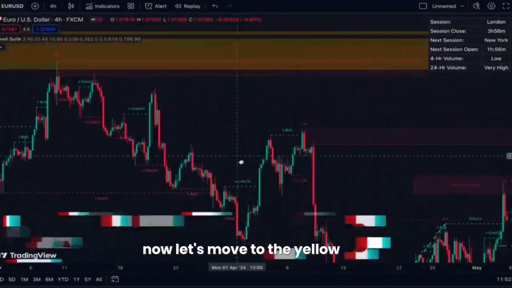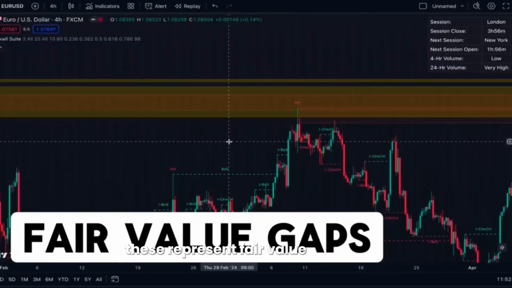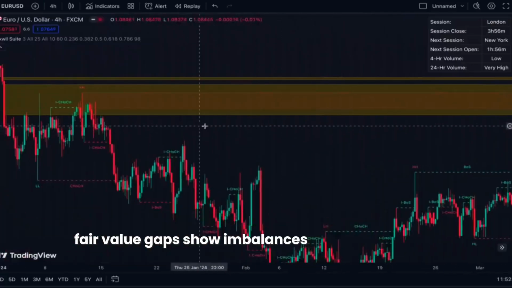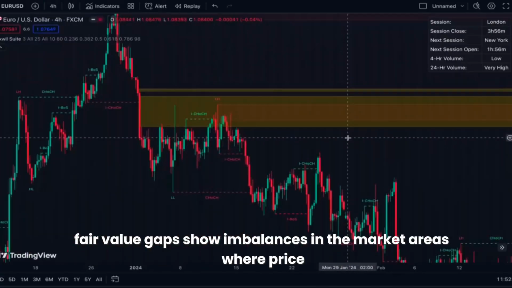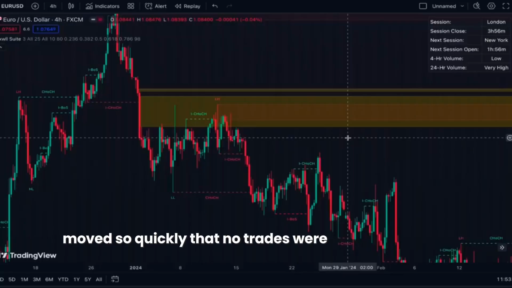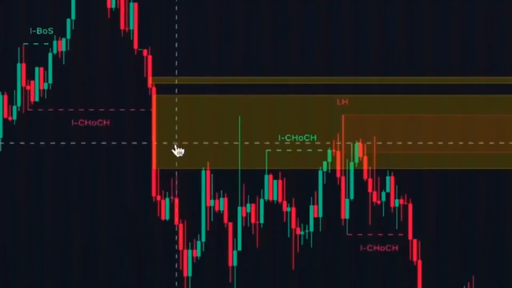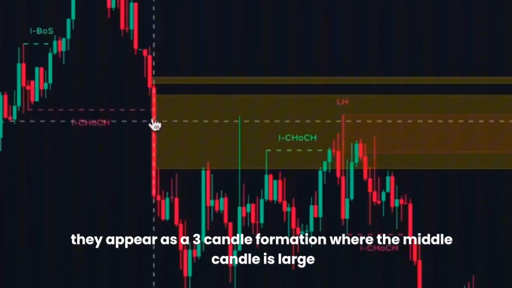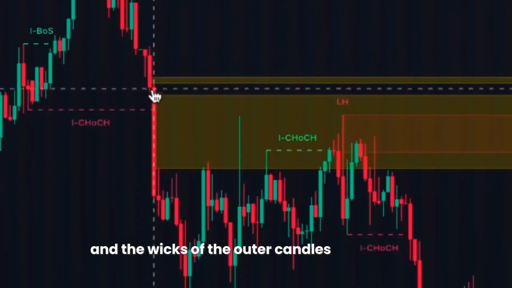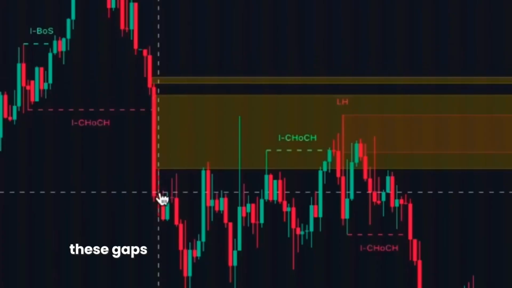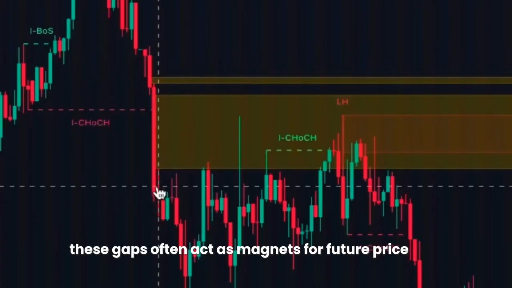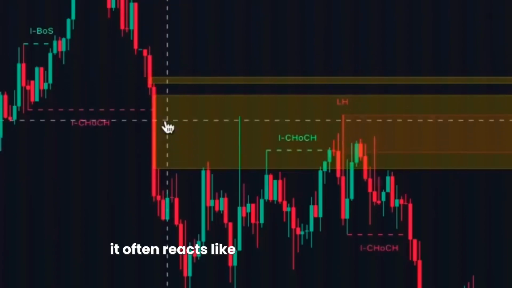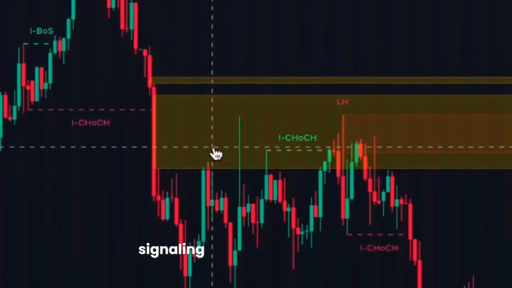Now let's move to the yellow zones. These represent fair value gaps, or FVGs. Fair value gaps show imbalances in the market, areas where price moved so quickly that no trades were executed between certain levels. On the chart, they appear as a three-candle formation where the middle candle is large, and the wicks of the outer candles do not overlap. These gaps often act as magnets for future price action. When price returns to a fair value gap, it often reacts like a supply or demand zone, signaling a possible reversal.